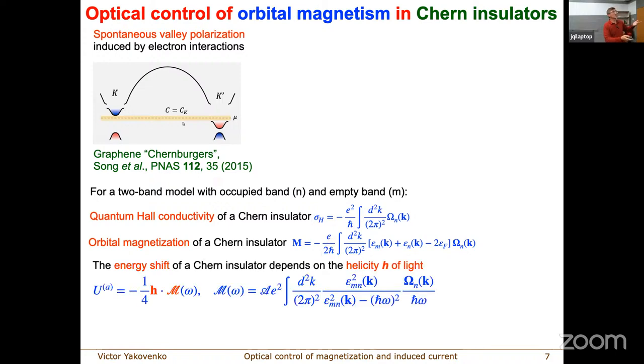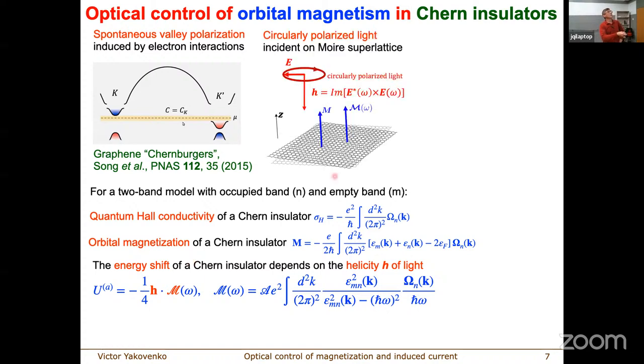Okay, so the system has a non-zero static magnetization, but also the integral I showed you on the previous slide of Berry curvature, with some other prefactor, gives you this curly vector M, which represents coupling to circularly polarized light. So bottom line, if you shine circularly polarized light with non-zero helicity, then you break symmetry and you make one of the two options more favorable than the other.